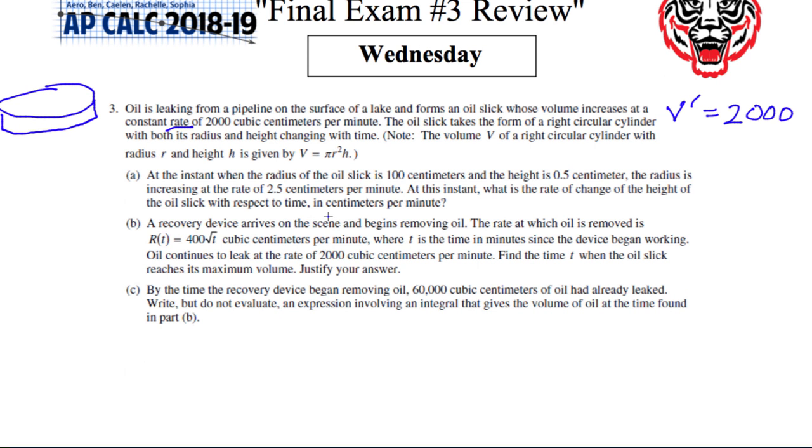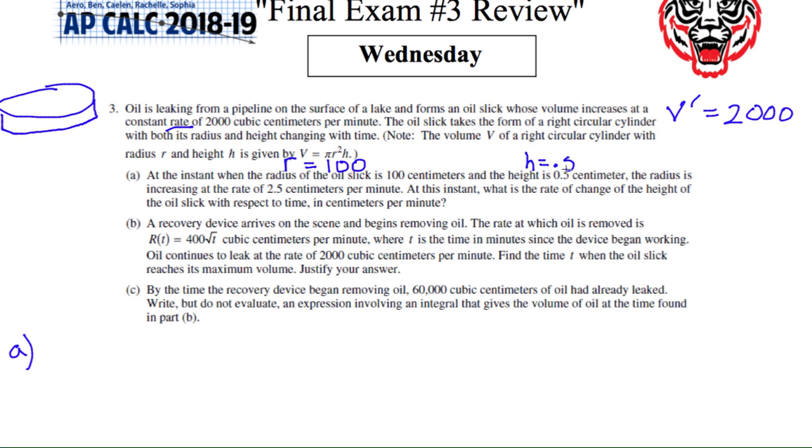All right, let's do part A. Everyone write down part A. At the instant when the radius of the oil slick is 100 centimeters, what does that mean? Radius, 100 centimeters. What variable should we use for radius? Perfect, r is equal to 100. Just keep writing down everything that the problem gives us. Thank you, Atziri. Rochelle, what is the height? Height is 0.5. H equals 0.5.